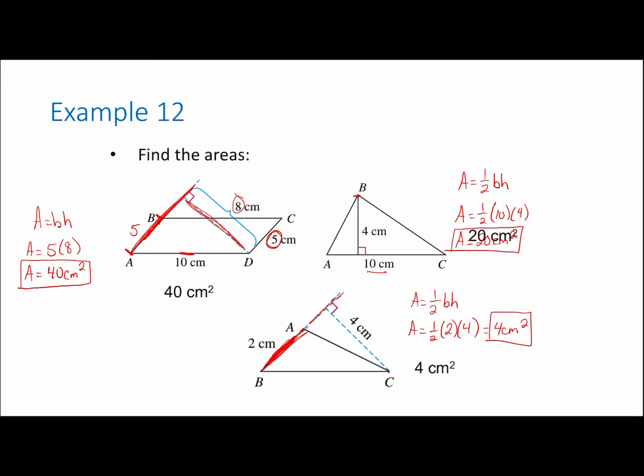If you have any questions about finding the area, make sure you let me know. These are parallelograms and triangles. We've got other area formulas we're going to talk about and some other examples we'll look at. But if you have questions about these, make sure you let me know.